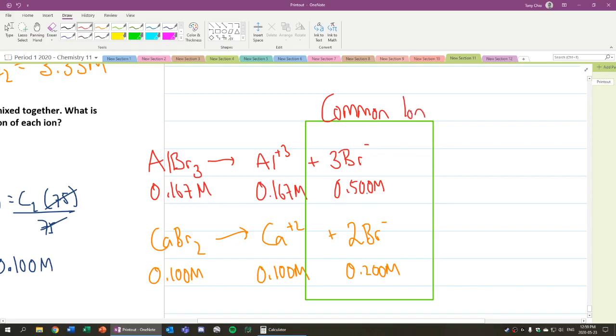Bromide is common in both of them. Because it's common in both, the bromide actually has to be added up, because they're the same bromide. It doesn't matter if they came from aluminum bromide or from calcium bromide, they're still bromide regardless. So the bromide ion is going to be 0.5 plus 0.2, which equals 0.700 molarity because it's a common ion.